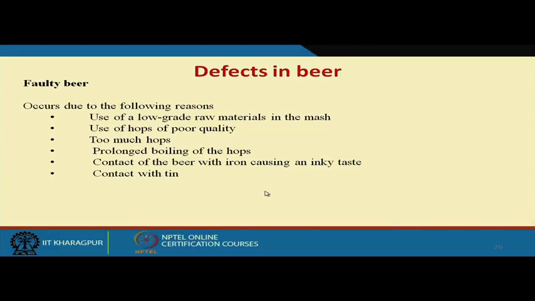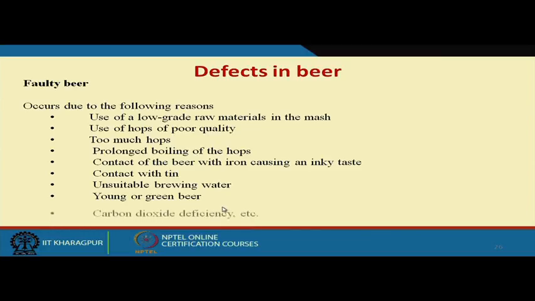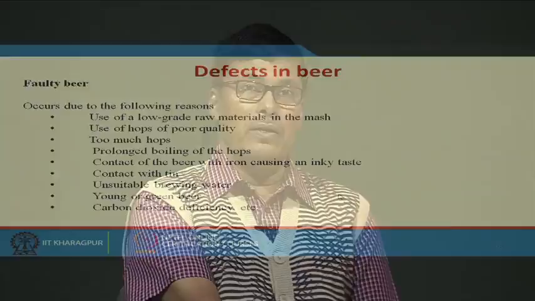Then contact with tin is also a problem. Water unsuitable for drinking, if used, or if the quality of the water is poor, also causes faults in beer. Young and green beer is also due to the formation of that. Carbon dioxide deficiency also causes defects in beer. So there are different defects in beer that we have.